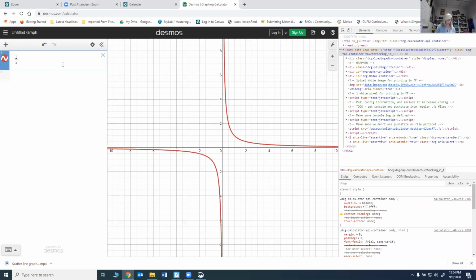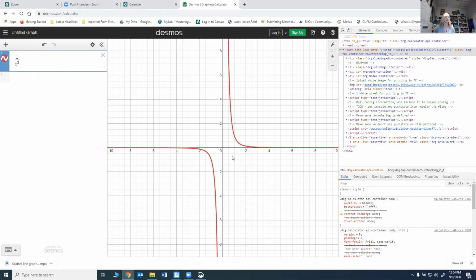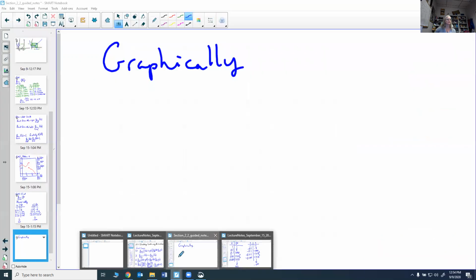1 divided by x cubed. There we go. All right, so looking at this graph, and I'm not going to bring the graph into my Desmos, these numbers are going to go up, heading up to positive infinity. These numbers look like they're heading down to negative infinity. So graphically it looks the same as what I'm seeing in my numbers.